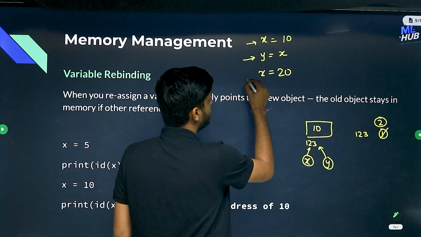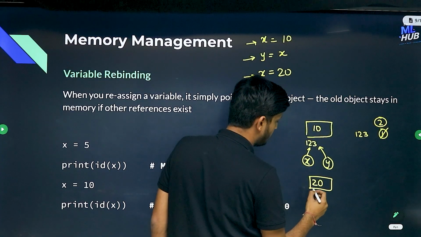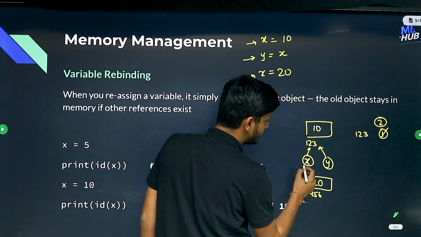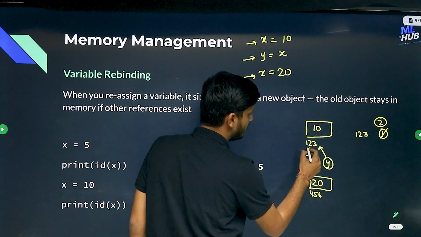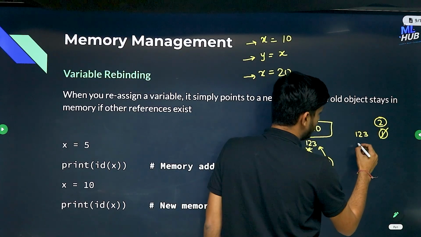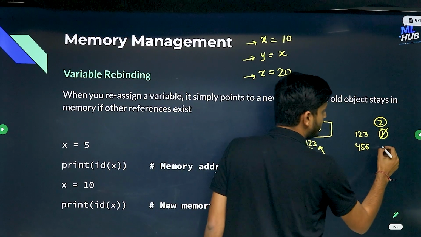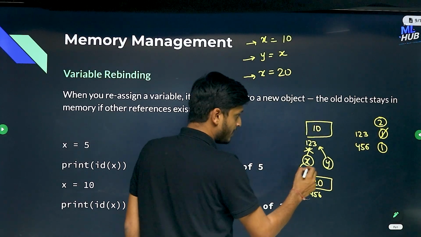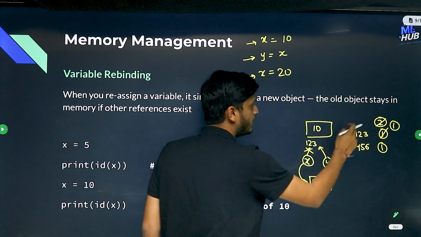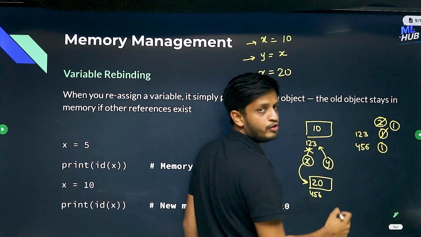Now when you say x is equal to 20, 20 will be stored in memory, let us say at location 456. And now x will start pointing to this memory location. So x will not be pointing to 123 anymore. So now what will happen? The compiler will know that at memory address 456, one pointer is pointing, which is x, and it will remove 1 from here because now at 123 only one pointer is pointing, not x, only y. So the count will go from 123 to 456.